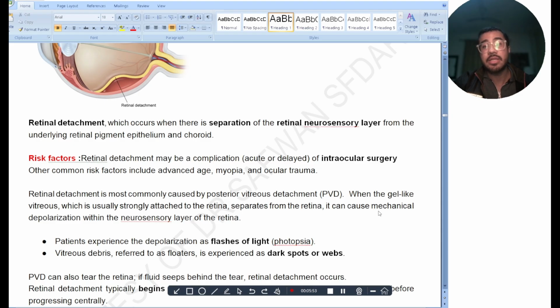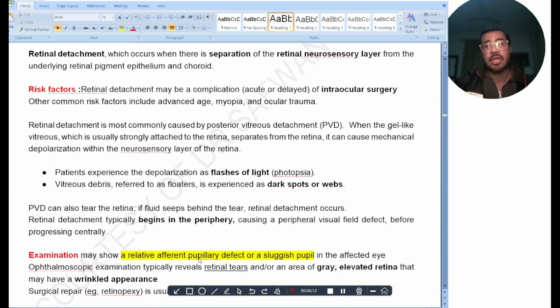It separates from the retina. It can cause mechanical depolarization within the neurosensory layer. It can tug onto the retina and push the outermost neurosensory layer along with it. Patients experience the initial detachment as flashes of light, photopsia. After that, the vitreous debris is experienced as floaters, dark spots, or webs.